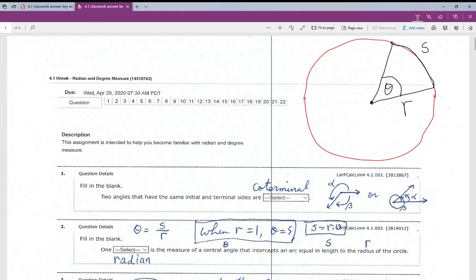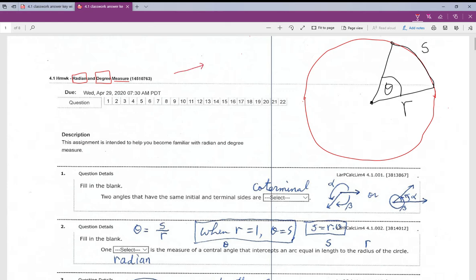Now, 4.1, today we're talking about angles. So radian and the degree are the two things we want to focus on for today. And we are talking about the measurement, how to measure angle. Now, when we talk about angle, basically we have two sides.